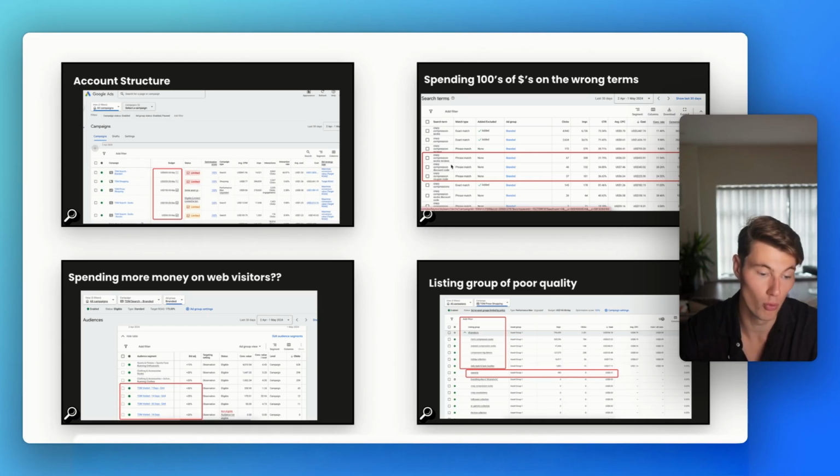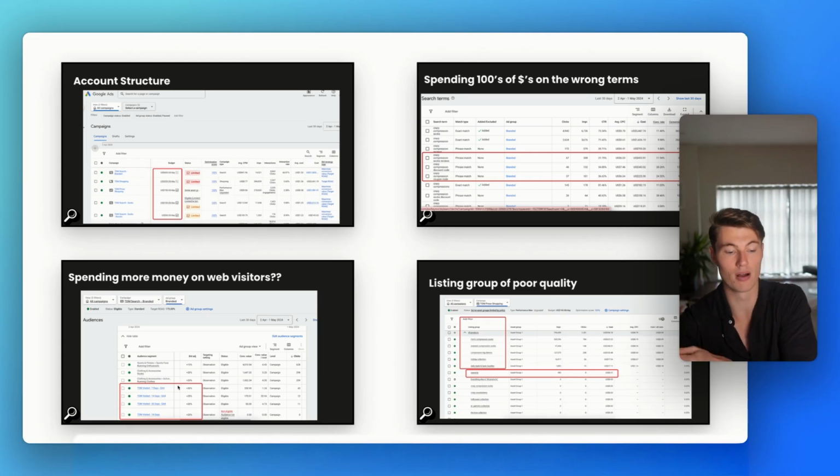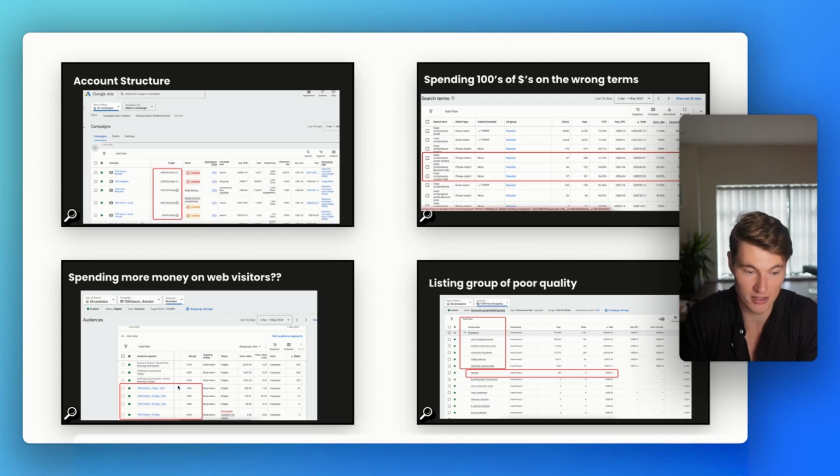They were even spending more money on existing web visitors. So they were bidding higher for people that had been to the website in the last 13, 14, 7 days. And they were also just not actually segmenting out their listing group structure, so they couldn't even see how individual products were really performing and make any kind of changes in regards to excluding underperforming products, as I talked about earlier. So the account was just absolutely cooked.